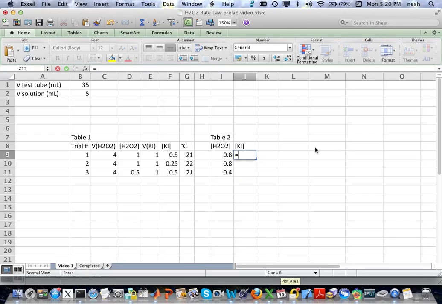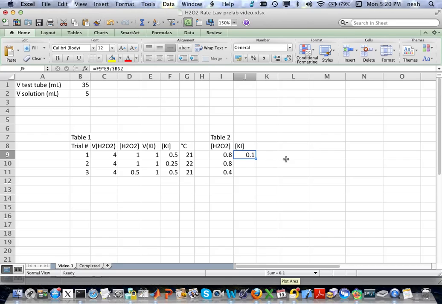I'm going to say that is equal to, let's see, the stock concentration of potassium iodide. We said that that's half molar, and I will multiply that by the amount of KI, that's 1 mil, and I will divide it by my volume of the whole solution. That's that. I'll hit return, but I want to remember to go back here and put the absolute addressing signs around that. Okay, so that's looking pretty good.